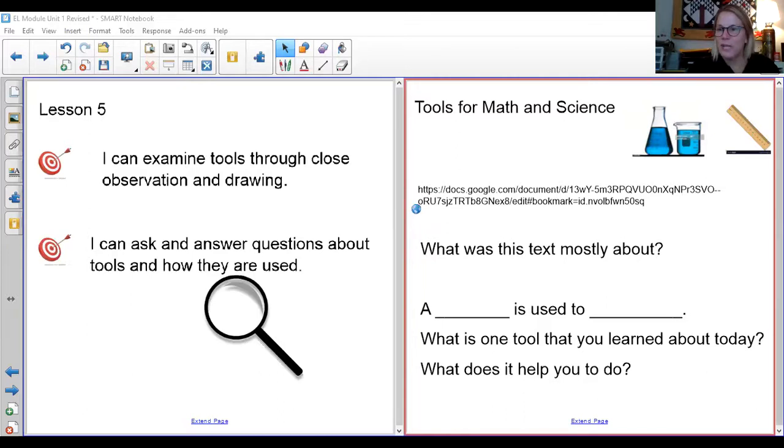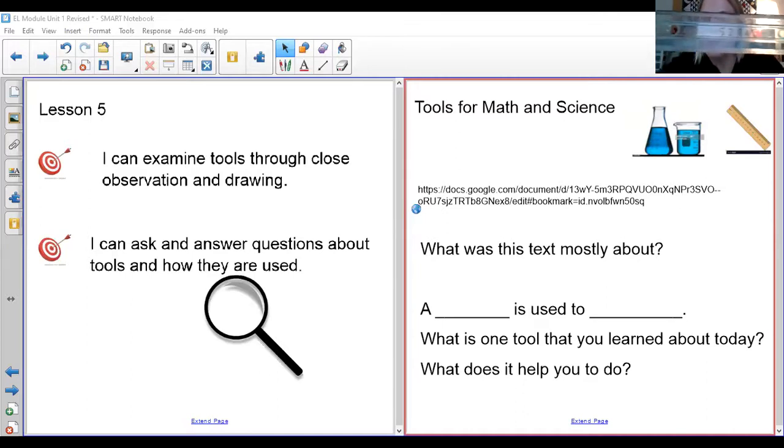And I'm going to scroll down just a bit so you can see it better. It says, scientists and mathematicians use tools every day. You can use them too. So scientists and mathematicians use tools every day, and you can use them too. First example is the ruler. You can use a ruler. A ruler has lines and numbers so that you can measure the length of something.